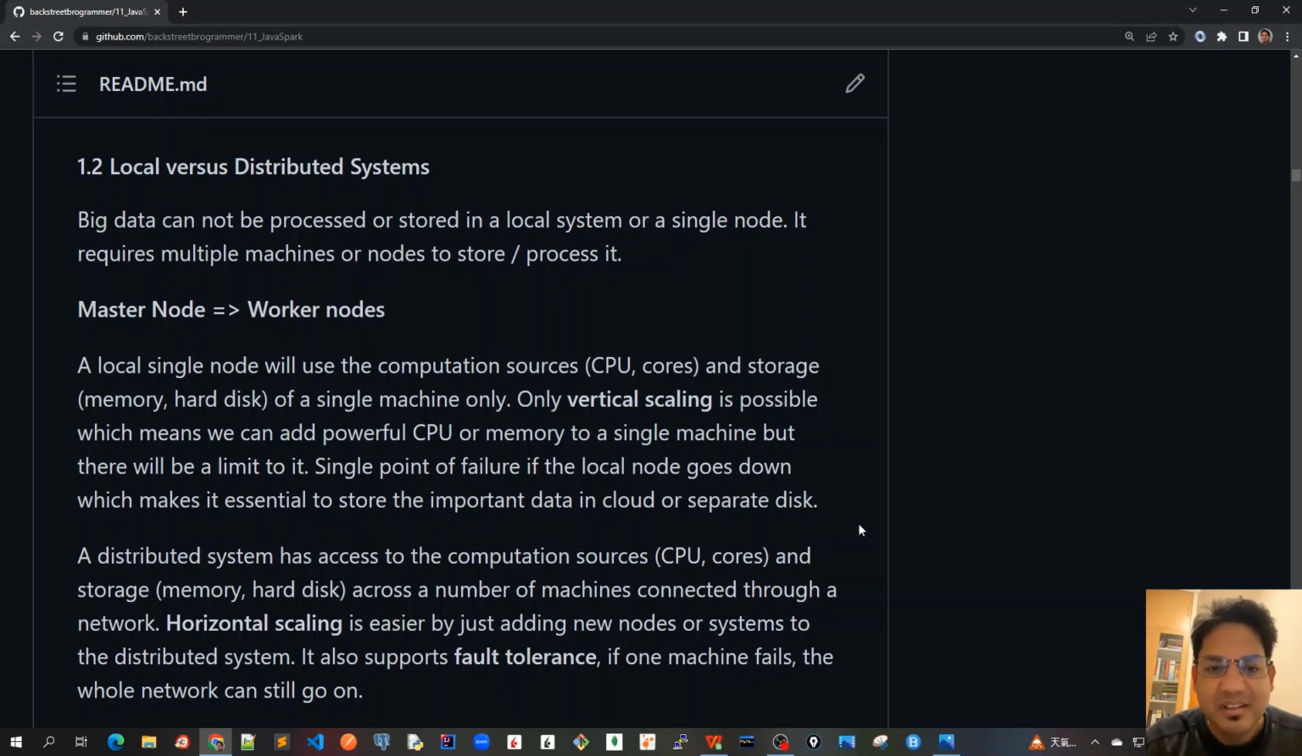Good morning, friends. Let's discuss what is a local system versus a distributed system. Big data cannot be processed or stored in a local system or a single node. Big data that we are talking about here, as we discussed in the previous video as well, deals with petabytes, exabytes, or zettabytes. This is very, very huge data.